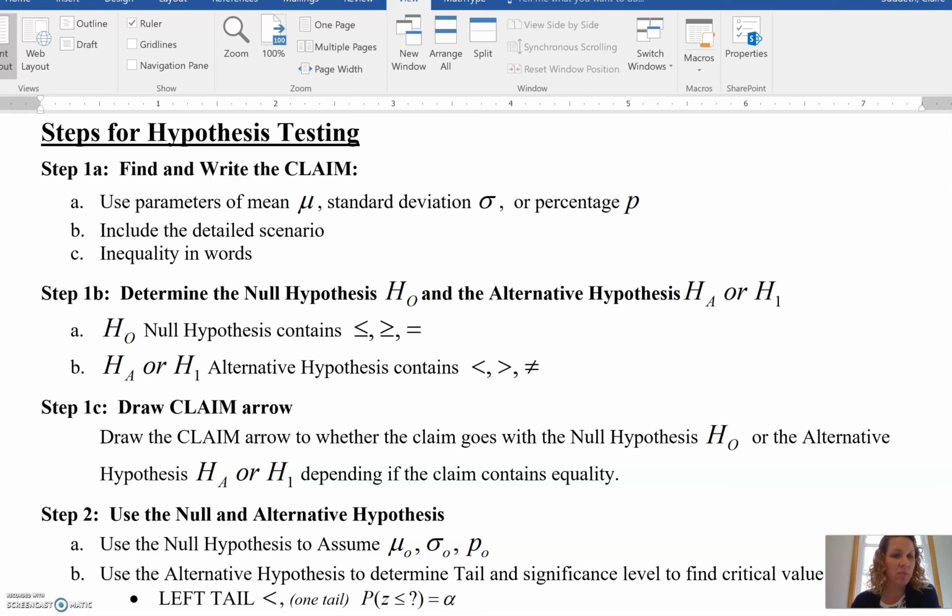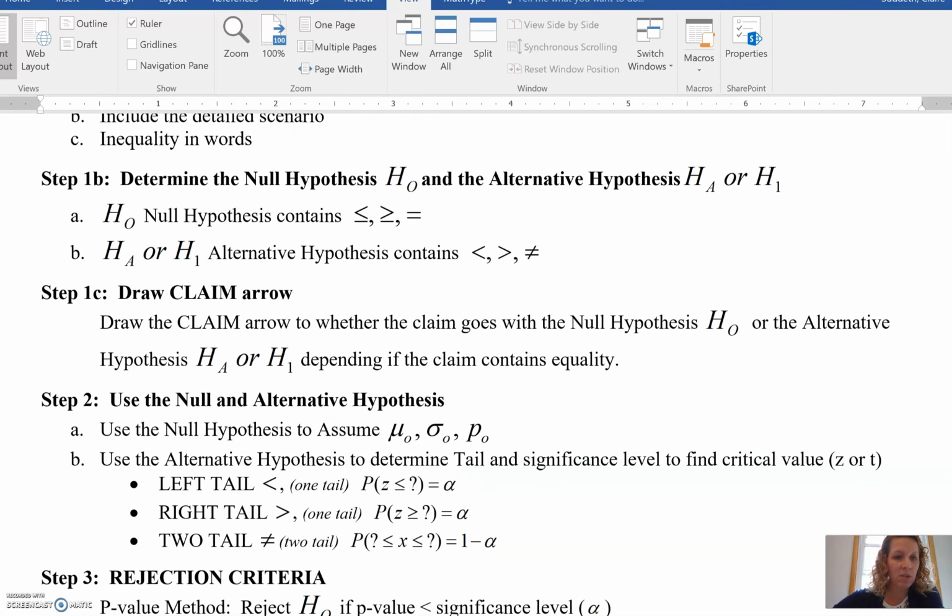Next, we'll need to set up the null hypothesis, which contains less than or equal to, greater than or equal to sign, and the alternative hypothesis, which remember contains less than, greater than, or not equal to. The next thing we'll need to do is draw the claim arrow, or indicate where the claim goes. Does it go with the null hypothesis or the alternative hypothesis? Remember, it depends on the equality.